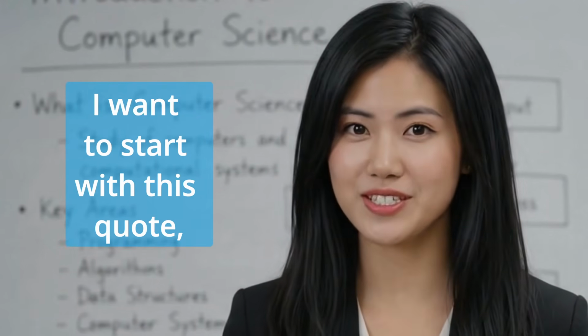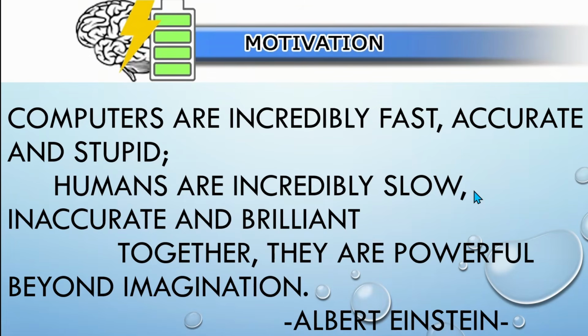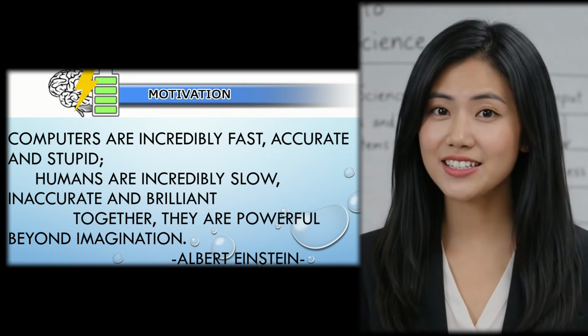I want to start with this quote, often attributed to Einstein. Computers are incredibly fast, accurate, and stupid. Humans are incredibly slow, inaccurate, and brilliant. Together, they are powerful beyond imagination. Sit with that for a second.